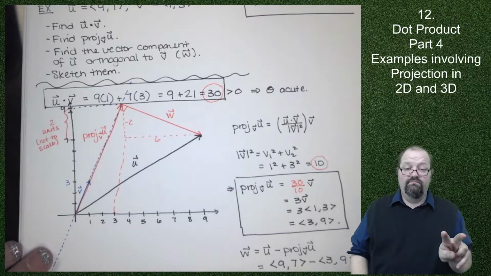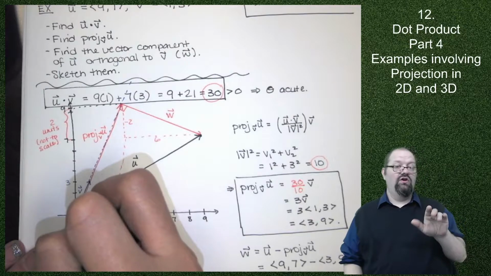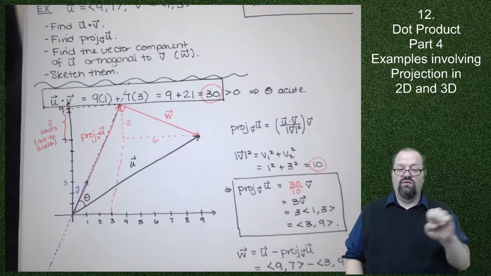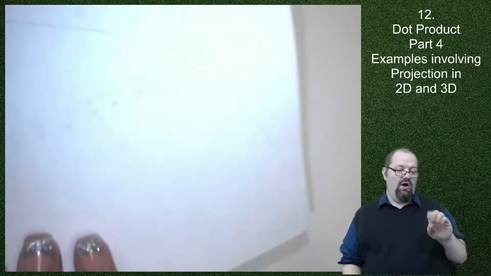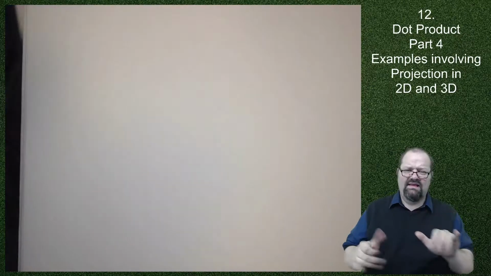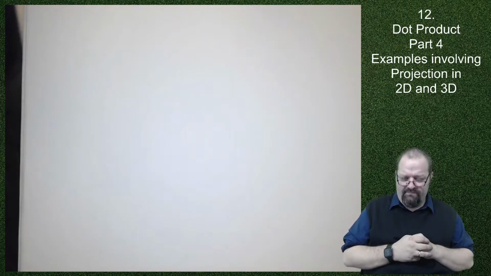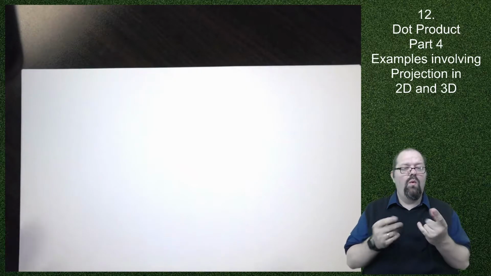Okay, so that is where theta is acute. Here's my theta. It's clearly acute. So let's do another example where theta is obtuse. So let's not do it on the paper. Okay, so let's do one where theta is obtuse.